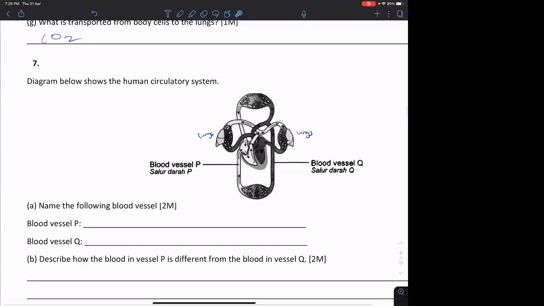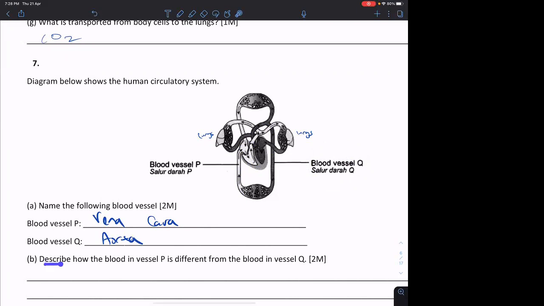So what is blood vessel P? What is this vessel? The vessel that returns blood to the heart. That would be your vena cava. And then your Q is when the blood comes out. That's your aorta. Q is your aorta. So it's the same thing.